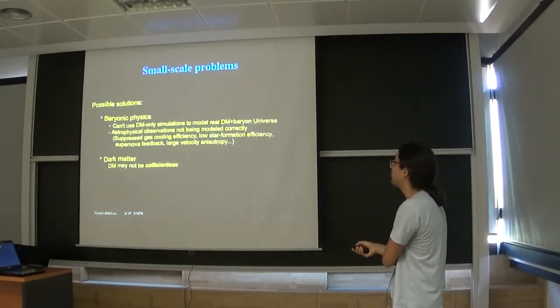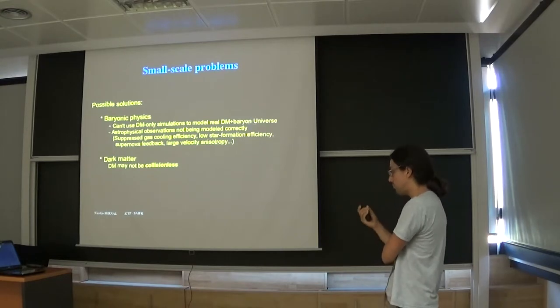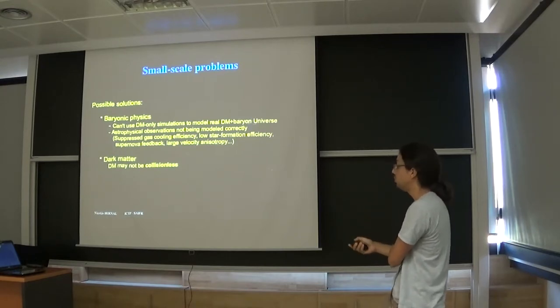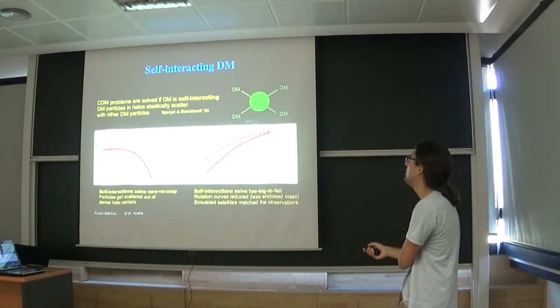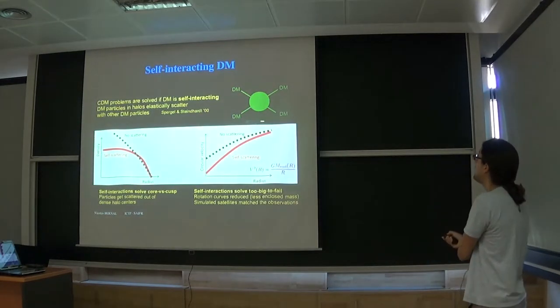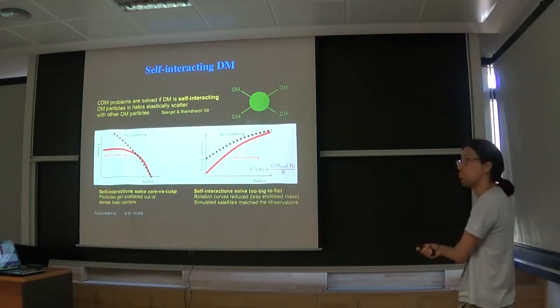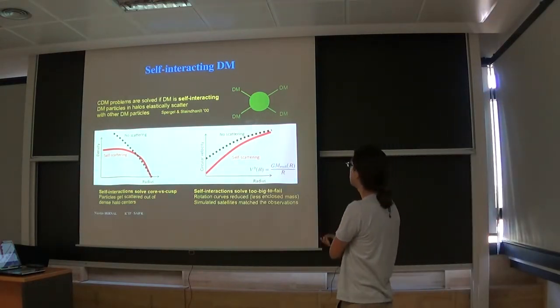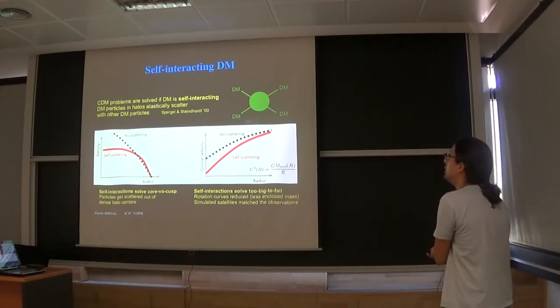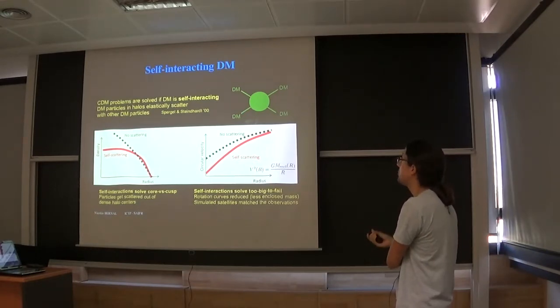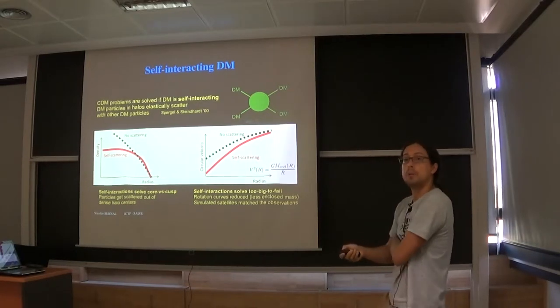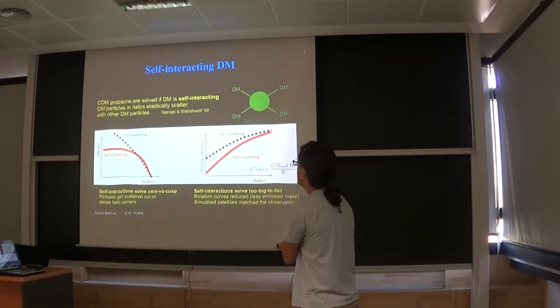And one option is to go from the standard paradigm of collisionless dark matter to having some dark matter self-interactions, right? And when I say self-interaction, I just mean elastic scattering, so a 2-to-2 process, where you have only dark matter particles in both the initial and final state. So these cold dark matter problems are solved if dark matter is self-interacting, right? So dark matter particles in a halo just elastically scatter with other dark matter particles. And we can solve these problems in this way.